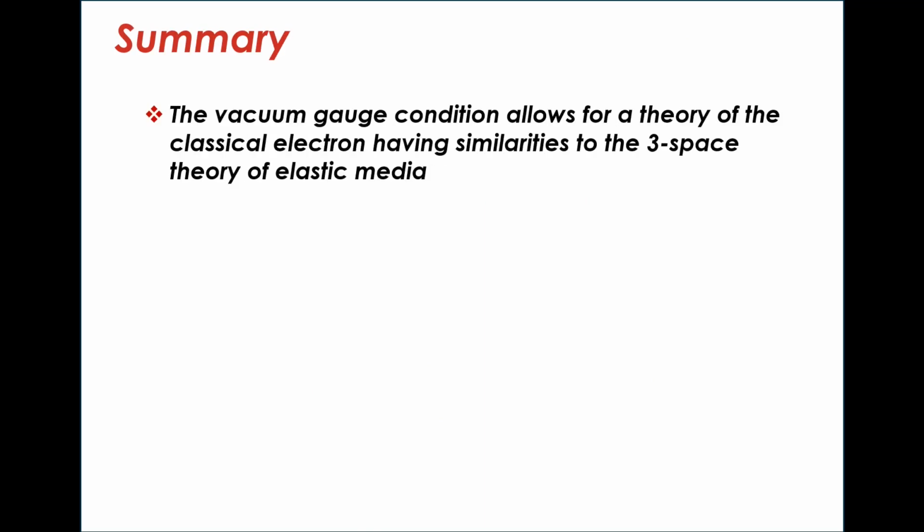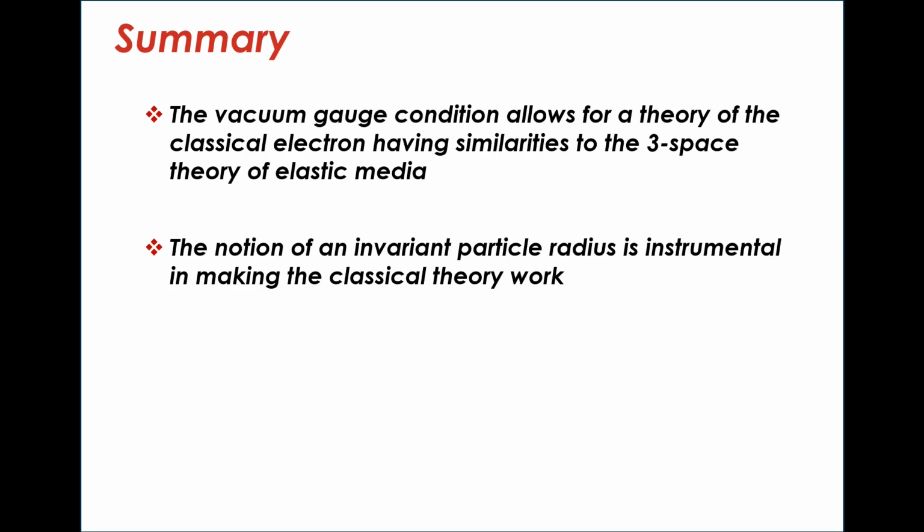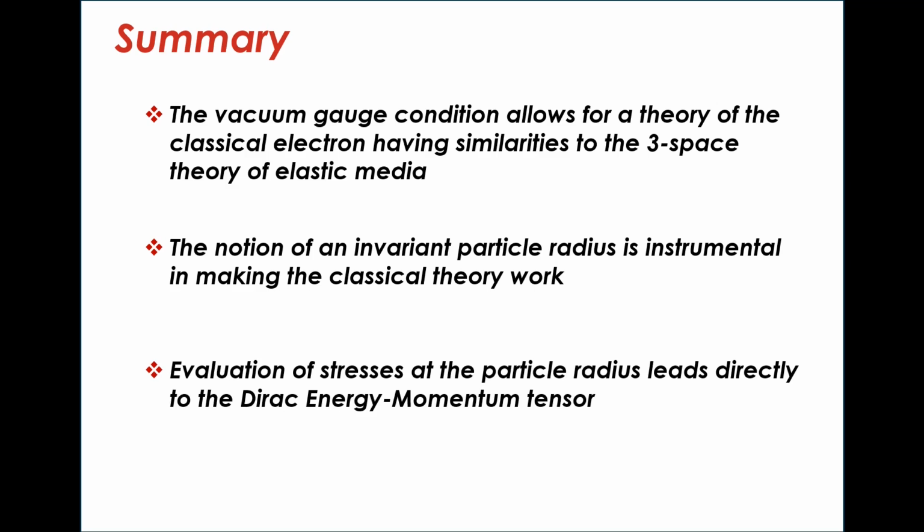In summary, the vacuum gauge condition allows for a theory of the classical electron having similarities to the 3-space theory of elastic media. The notion of an invariant particle radius is instrumental in making the classical theory work, and evaluation of stresses at the particle radius leads directly to the Dirac energy momentum tensor.